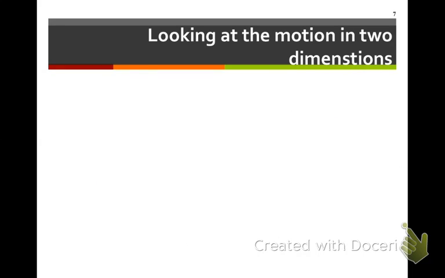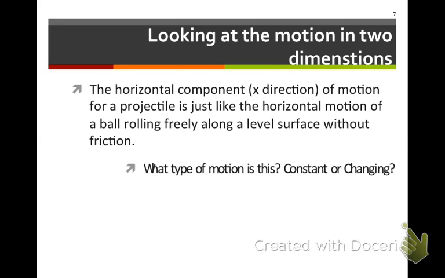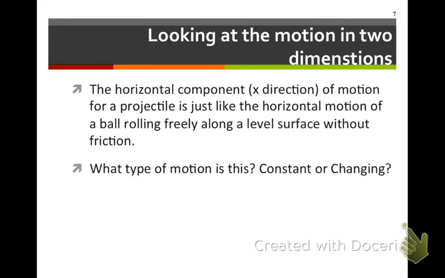The horizontal component, the x direction of motion for a projectile, is just like the horizontal motion of a ball rolling freely along a level surface without friction. Another example of this would be a hockey puck with very little friction sliding across a rink. When we were working on problems like that before, the object moved in the horizontal direction, and for a projectile, it's going to be moving, and I know this motion diagram doesn't show it the best, at a constant speed.